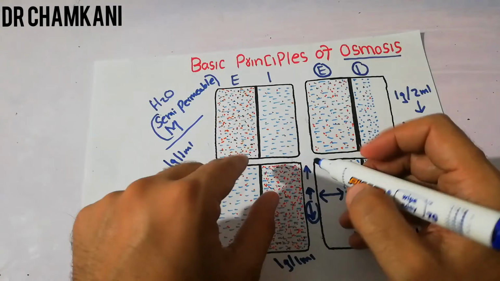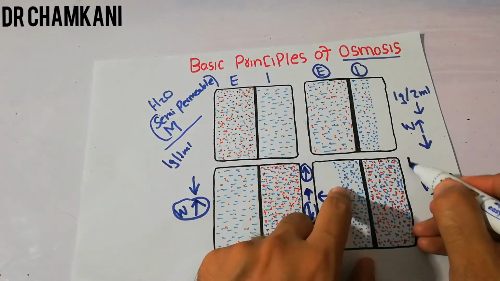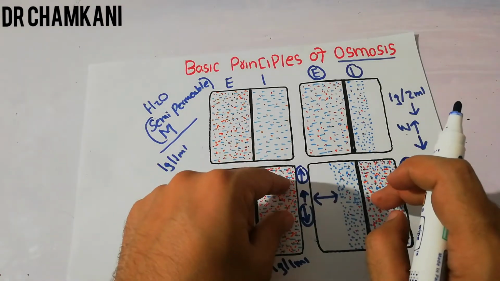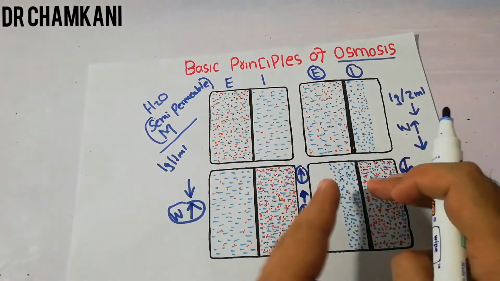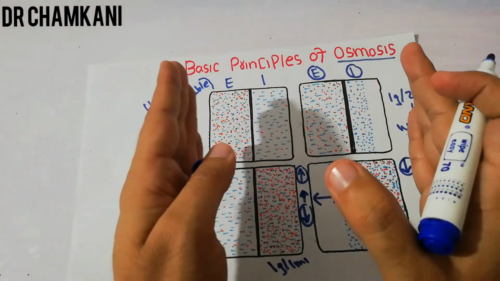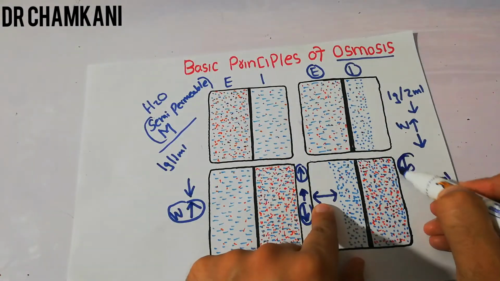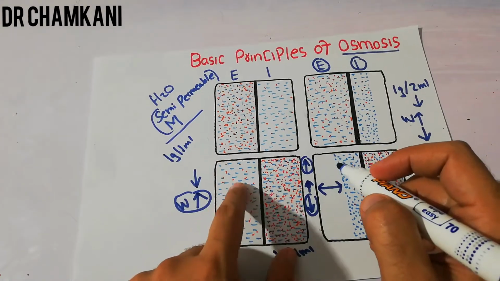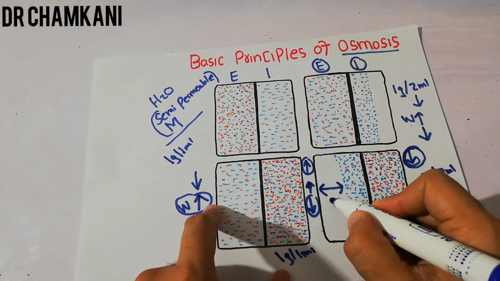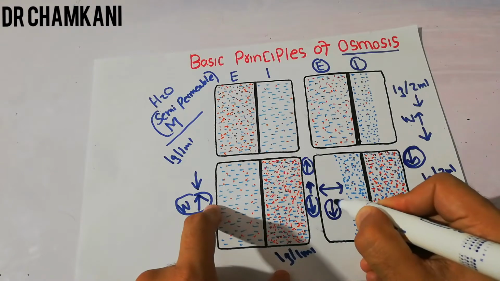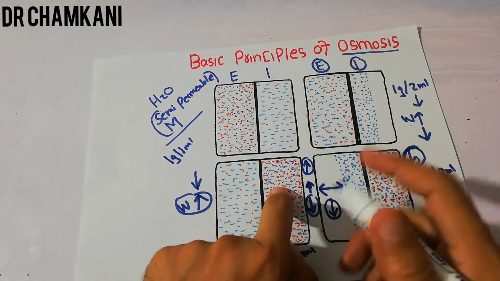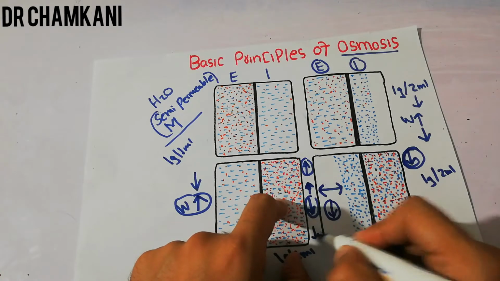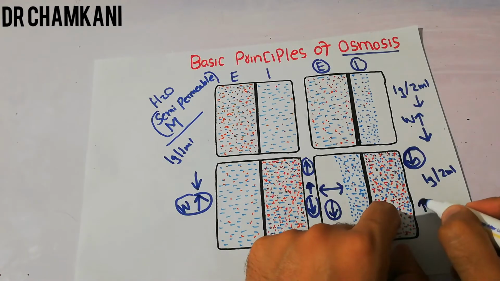So the solute concentration has decreased in this compartment because initially a high concentration of solute was present, but as water has been pulled toward this compartment due to the concentration difference, the solute concentration has decreased. The water concentration in this compartment was initially less, but now the water concentration has increased, while in the other compartment it has decreased.